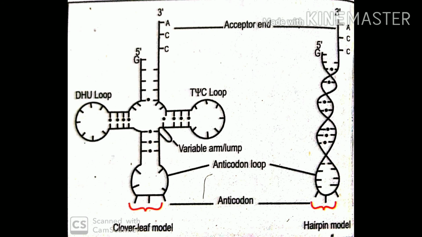tRNA molecule is also a single stranded molecule, but it folds upon itself. It shows two patterns of folding upon itself. First is the hairpin model and second is the clover leaf model. You can observe both the models in the figure. The hairpin model was proposed by Hoagland and the clover leaf model was proposed by Holley.